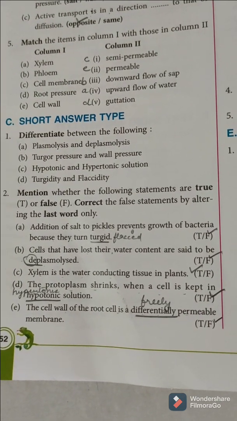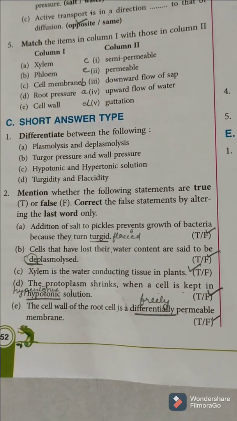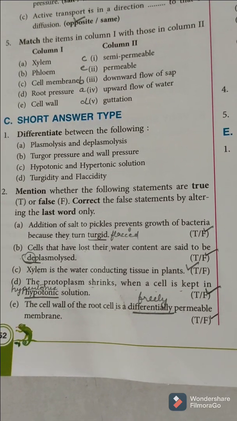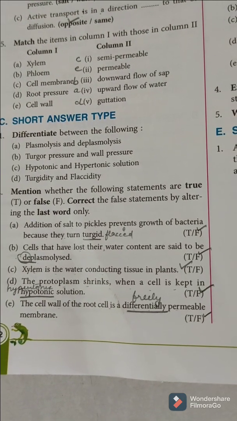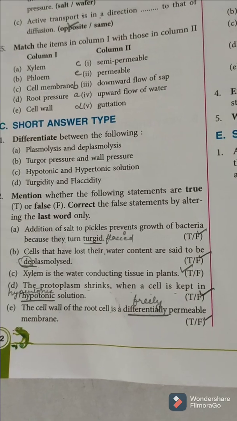The cell wall of the root cell is a differentially permeable membrane. Differentially means semi or selectively. So this statement is false. Cell wall is never semi-permeable. It is a freely permeable membrane.